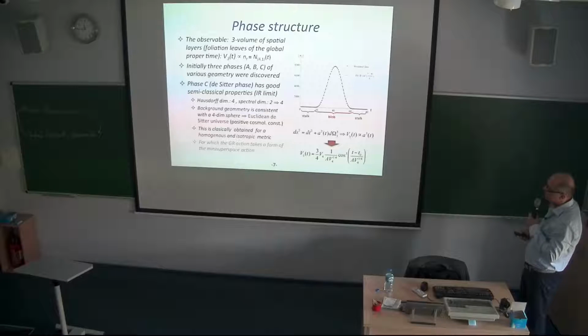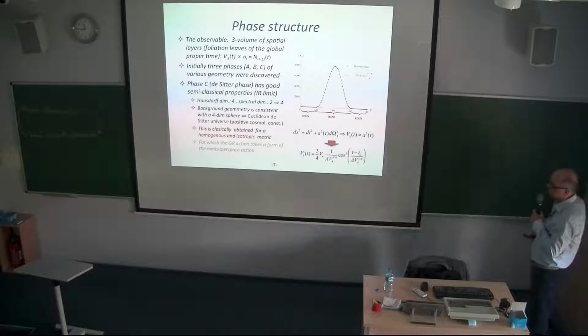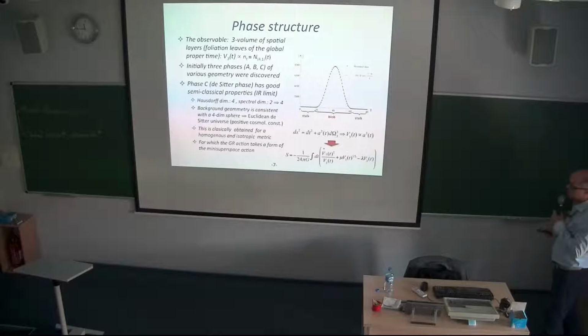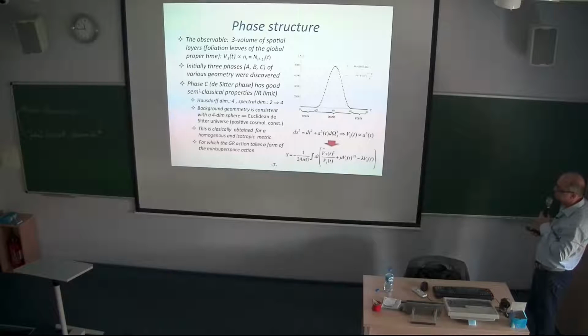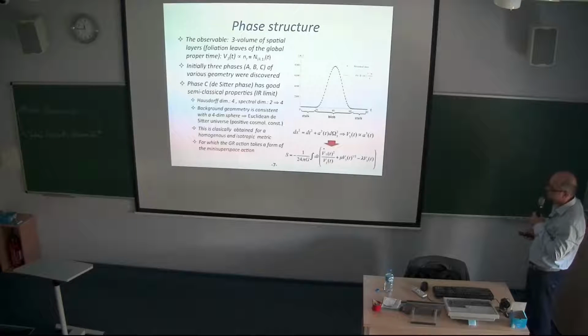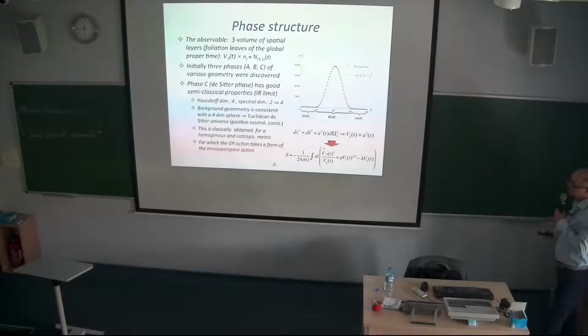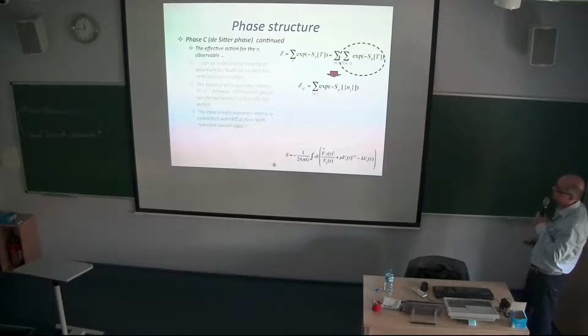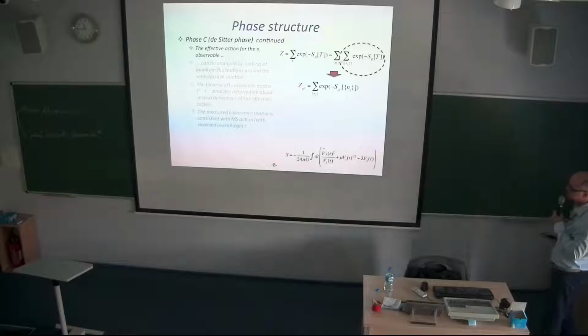So this kind of solution is obtained for such a metric, which in case of GR, when put into the Einstein-Hilbert action, has this form. And this is just the minisuperspace action which was already mentioned in the last talk. Okay, so what we proved is that the effective action which describes the behavior of this spatial volume observable is consistent really with the discretization of this minisuperspace action.